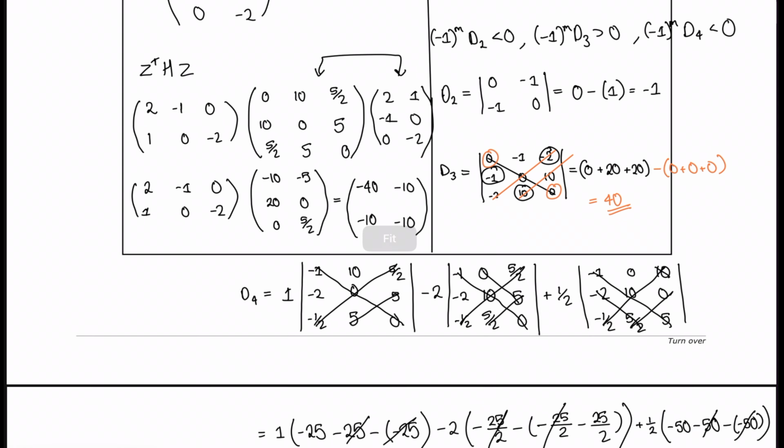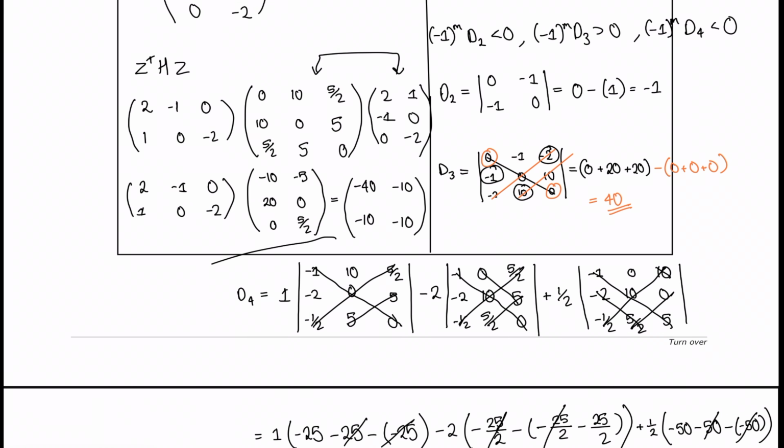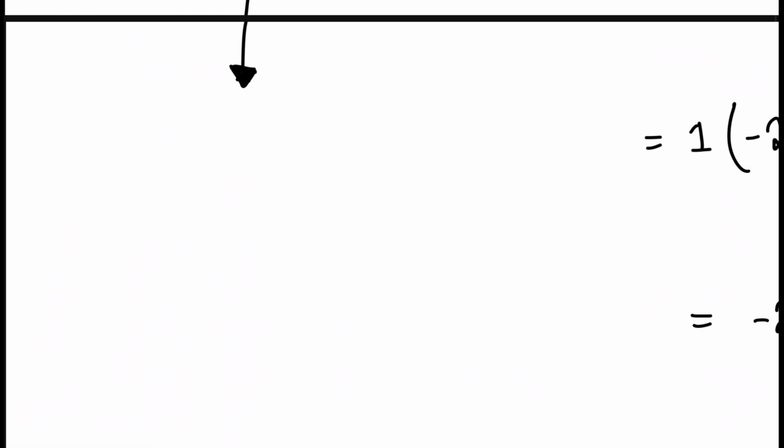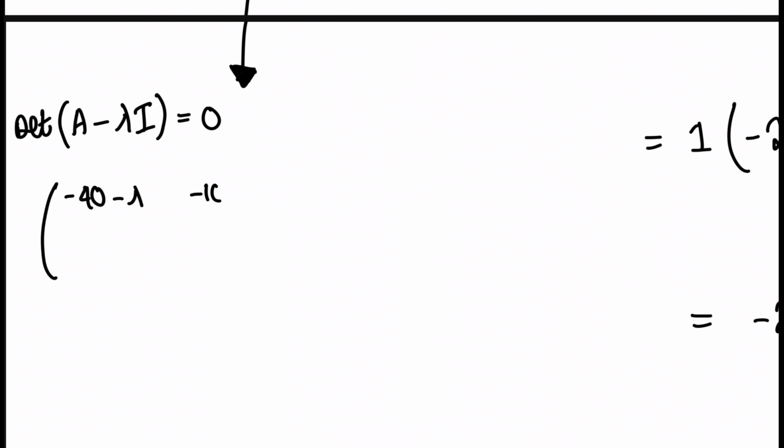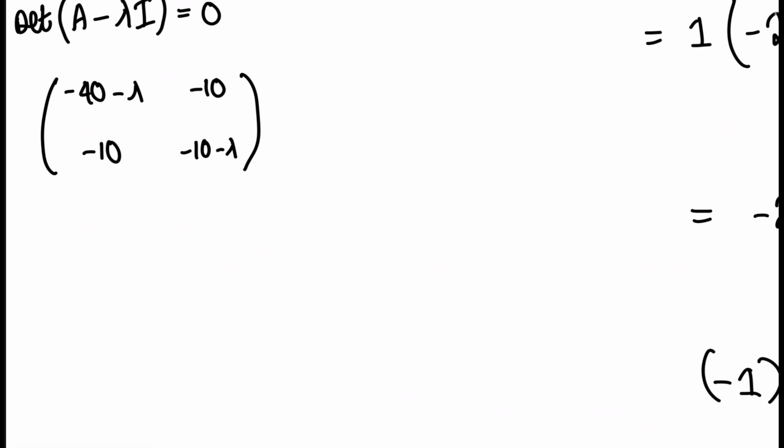Cool. Now what I need to do with this matrix is work out its eigenvalues. So if I write that over here, we have this matrix, which I'll call A, minus lambda I, is equal to 0. And so we have minus 40 minus lambda, minus 10, minus 10, minus 10 minus lambda. And we need to work out the determinant of this. So we have minus 40 minus lambda multiplied by minus 10 minus lambda, minus 100, is equal to 0.